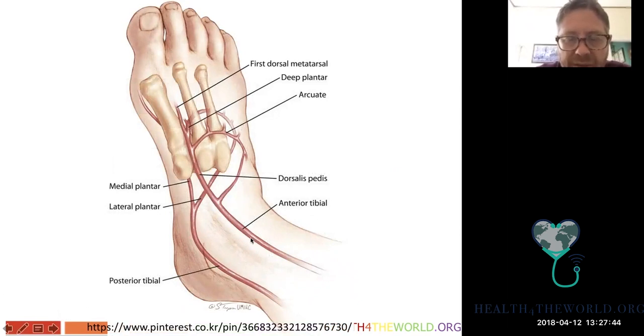Here we are getting another look at the anterior tibial artery and the posterior tibial. And the posterior tibial is going to come down, go behind the medial malleolus, and it's going to give off the lateral plantar and the medial plantar. And they're all going to collaterally fill each other from these two arches. One is deep and one is just the arcuate, which is on the dorsum.